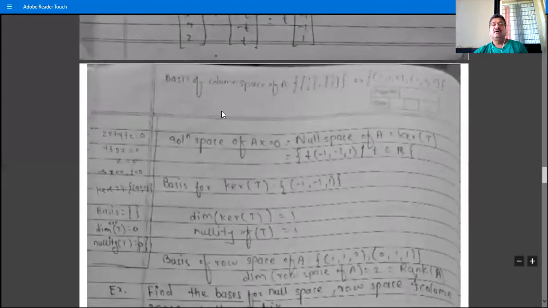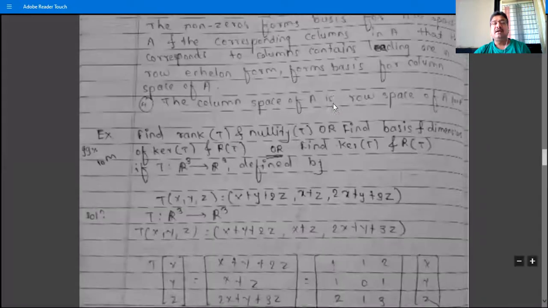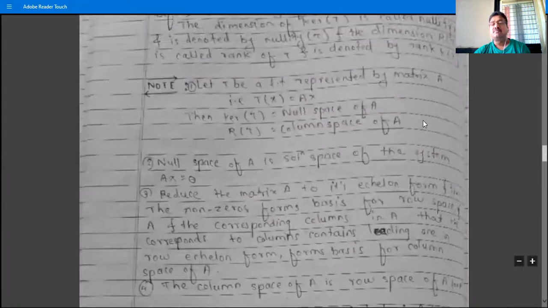So this is the basis for the column space of A. And therefore this is the basis for R(T), the range of T, because the range of T, that is R(T), is equal to the column space of A.